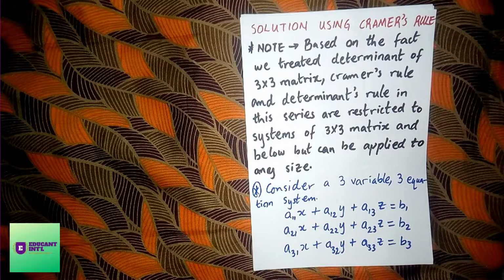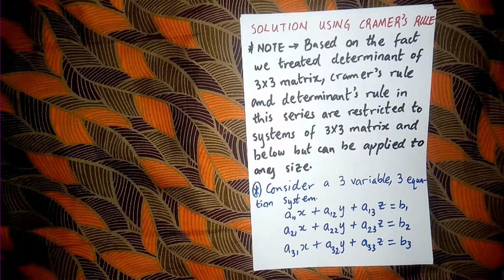Okay, so down to it. Based on the fact we've treated determinants of 3 by 3 matrices, Cramer's rule and determinant rule methods in this series are restricted to 3 by 3 matrix and below, that is 2 by 2 matrix. But you can apply the principle to any size. So we are going to consider a 3 variable and a 3 equation system.